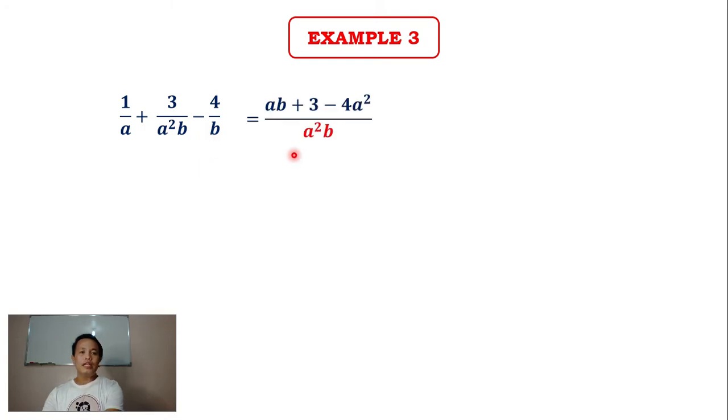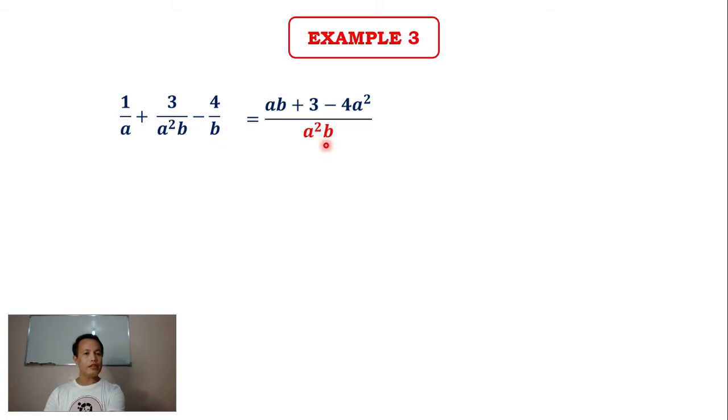Our LCD shall be a squared b. As I've said in my previous examples, we are only going to list down those factors having the highest exponent. In this case, our highest exponent is 2. That's why we only list down a squared. But since we have b and b here, the same factors, we only list down one. That's why we have here the b. So our LCD is a squared b.